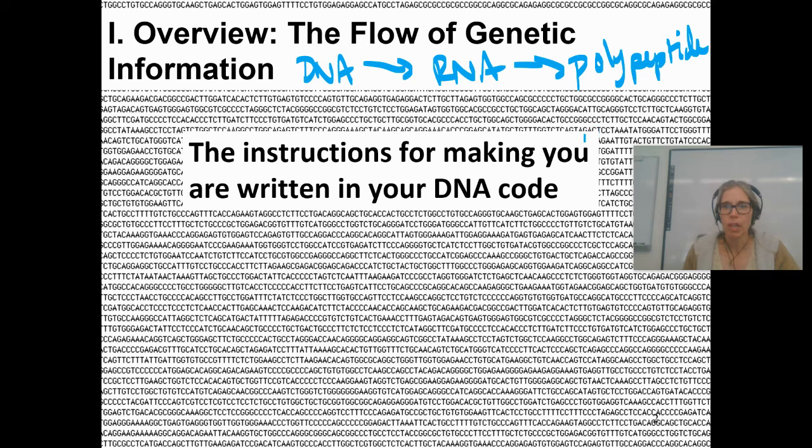So that's not always the case. There are viruses like retroviruses that have RNA as their genetic material, which then codes for DNA, which then codes for RNA, which then codes for polypeptide. Sometimes the DNA actually doesn't end up coding for a polypeptide. Maybe it might code for a different type of RNA.